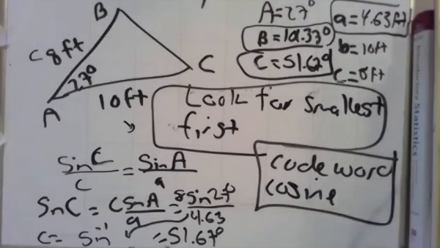Or we could have just used the law of cosines. Law of cosines, there's no ambiguity. It always works. Problem is, it's more work.